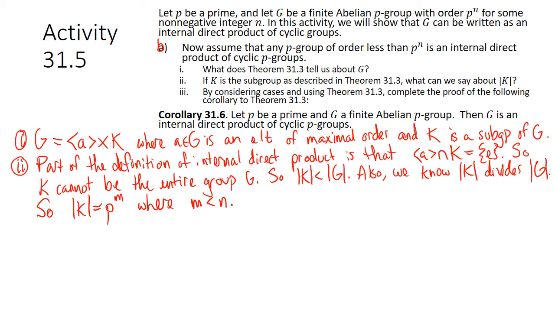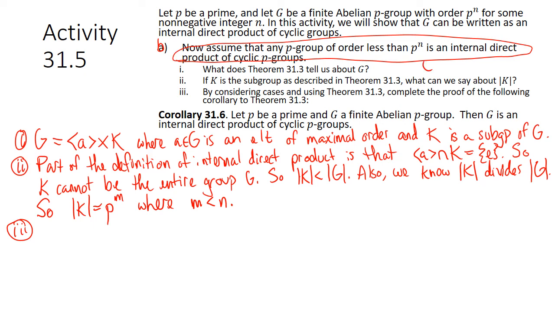So then part 3, by considering cases and using Theorem 31.3, complete the proof of the following corollary. The corollary is: let p be a prime and G a finite abelian p-group, then G is an internal direct product of cyclic p-groups. Okay, so we have most of what we need here to do this by induction, because this assumption right here is like an inductive assumption, and we already did the basis step on the last slide. So I'm not going to write out the whole proof from scratch, but I'll just finish up the argument.